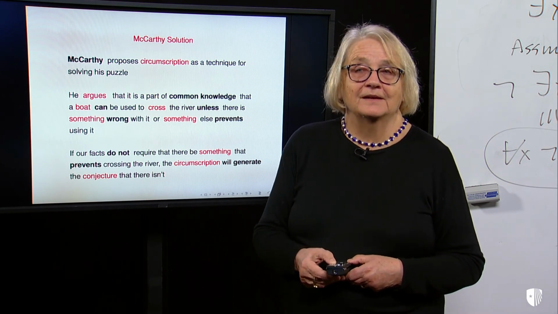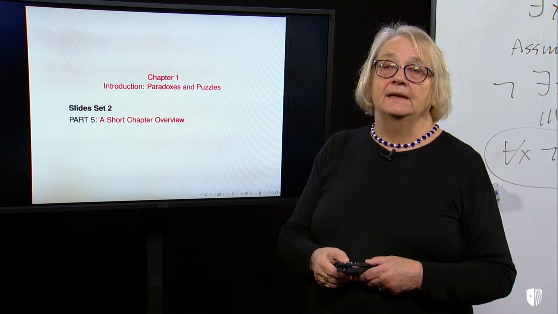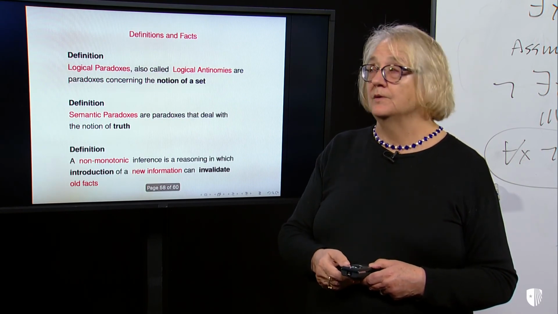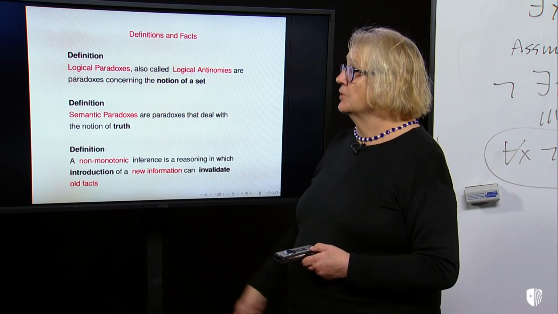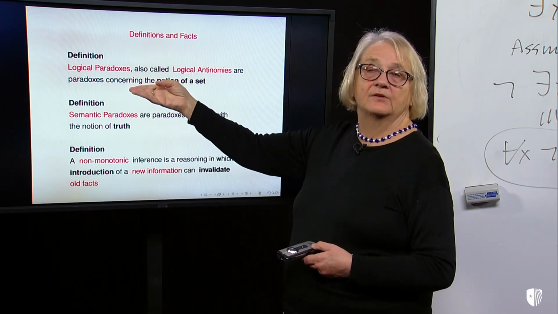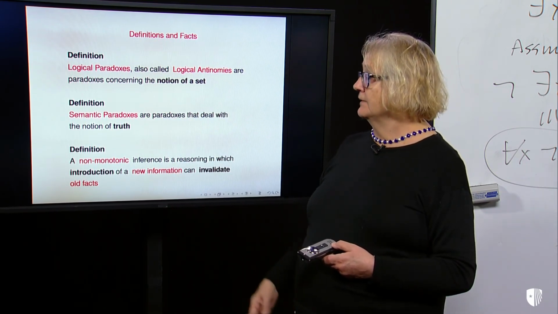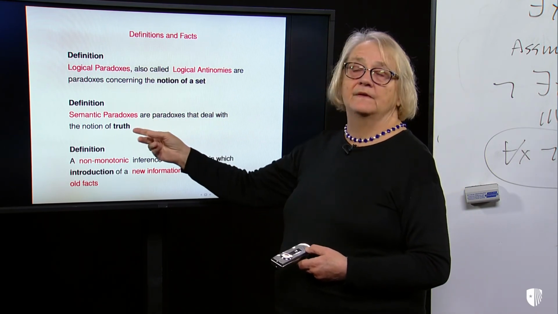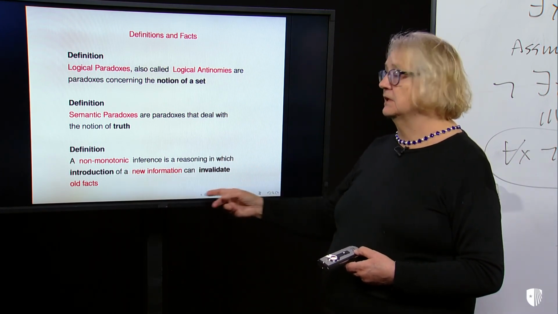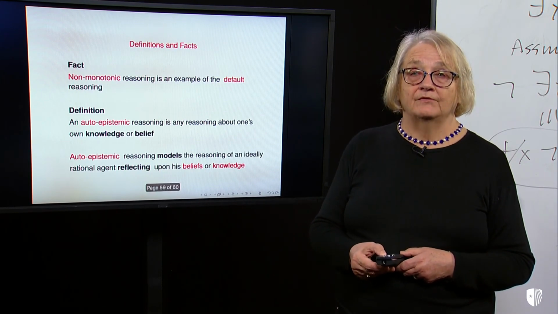But this is in real life, how to handle problems like that. And I just wanted to give you some definitions. So first, logical paradoxes, they're called logical antinomies, are the paradoxes containing the notion of set. Semantic paradoxes are paradoxes that deal with the notion of truth. And non-monotonic inference is the reasoning in which the introduction of new information can invalidate old facts.